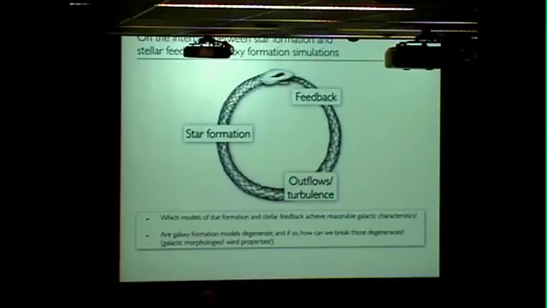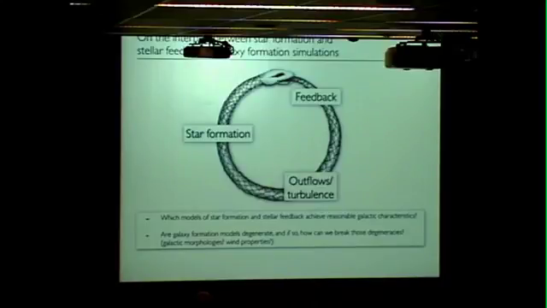I don't think we have to reintroduce the issues that exist in galaxy formation theory, so I'm just going to jump straight into how I view the star formation feedback cycle. This is an Ouroboros, the serpent eating its own tail. The problem we usually have is that we think about star formation and feedback as separate entities, but in reality, of course, everything is connected. Star formation will generate certain properties of feedback, and feedback will in turn generate outflows and turbulence in the interstellar medium and in the intergalactic medium, which in turn influences star formation and so on.